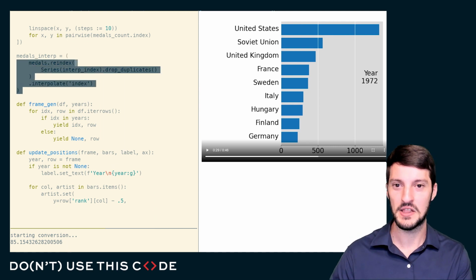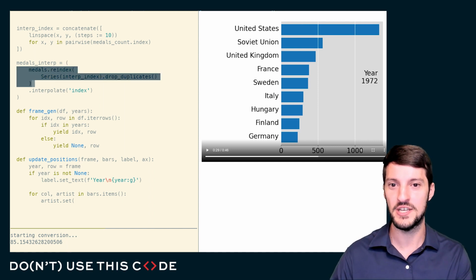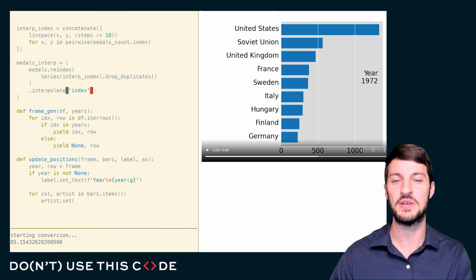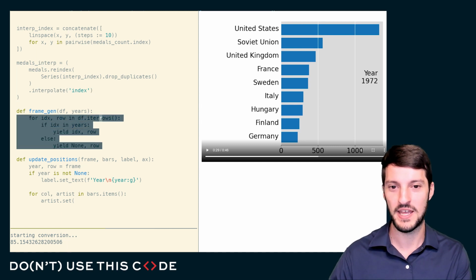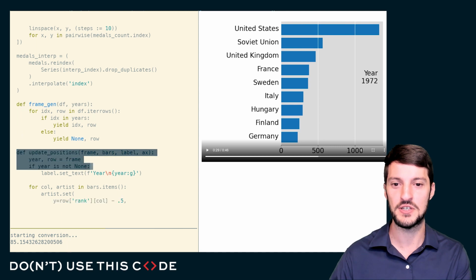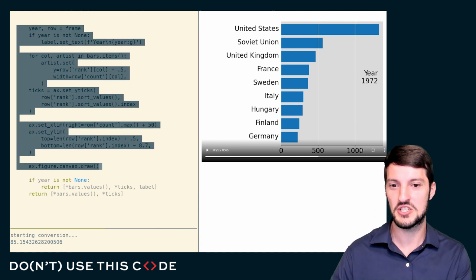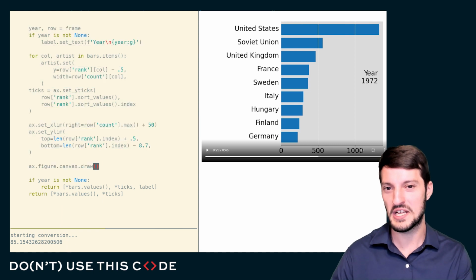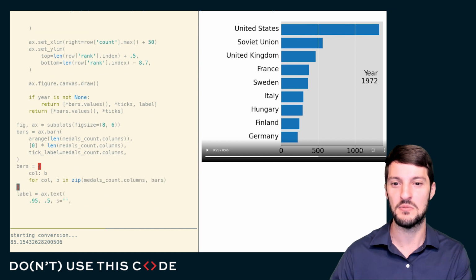You can see I actually have a lot of code here that is not focused on the data visualization itself. It's actually focused on creating an animation and interpolating between the frames of that animation. This reindex and this interpolate is actually doing a ton of work for me under the hood. Then I write my own generator here to yield different parts of my data frame. And you can see that the update positions, this is a little bit more complex, but it's actually very much the same pattern that we saw before.